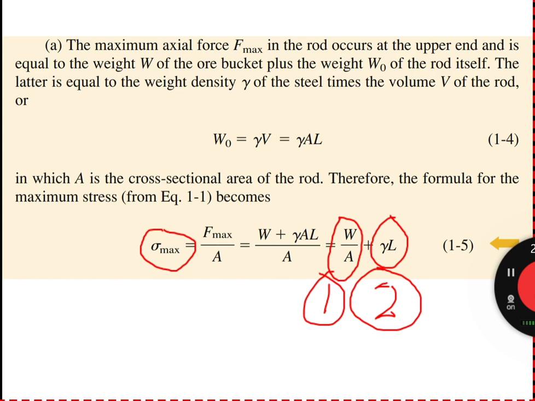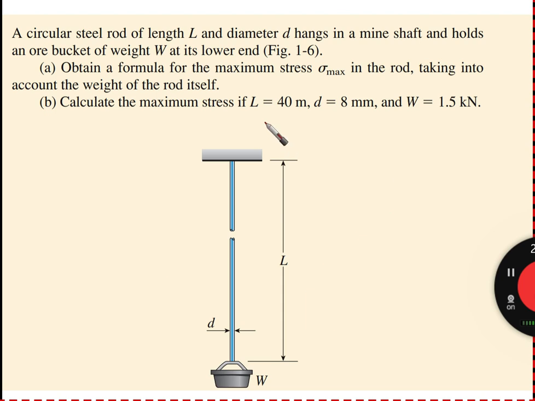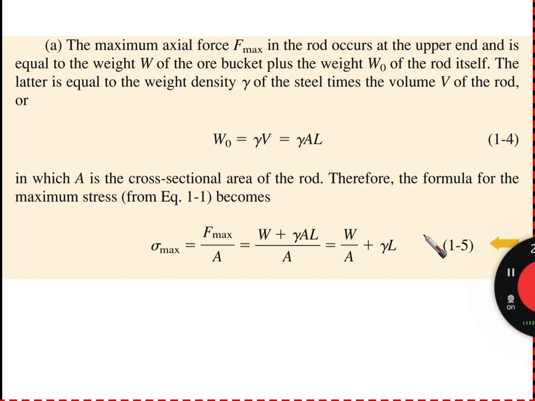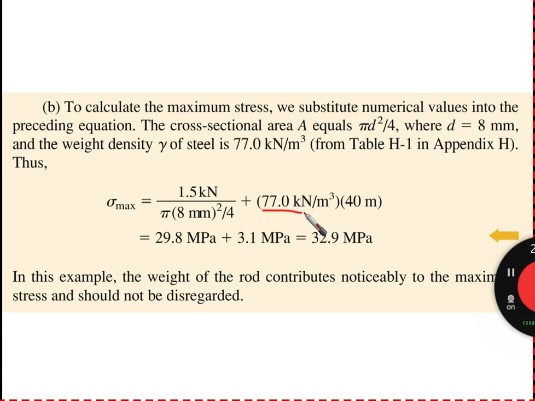For the given numerical examples that we have here, you need to think about something. The weight of the bucket is 1.5 kilonewton, which is not very high. At the same time, the density of the steel is 77 kilonewton per meter cubed, and its length is how much? 40 meters. Can you imagine? It is 40 meters, very long.